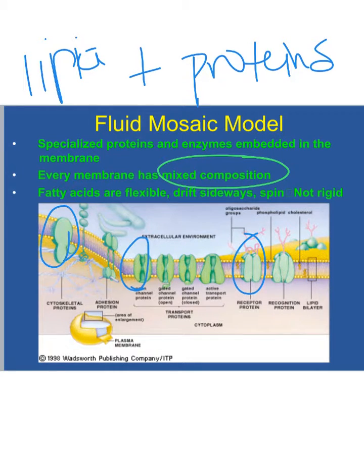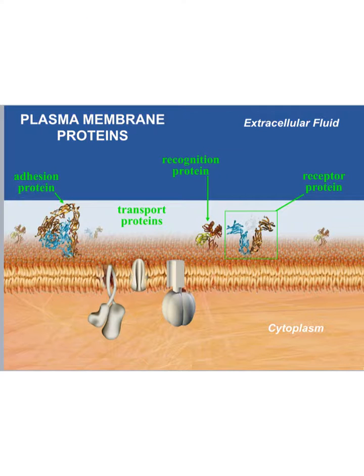The other aspect that makes up the fluid part is that the membranes are flexible, they can drift, and they are not rigid. They can spin. The fatty acids that make up the lipid bilayer are fluid, they move, they're not rigid or stiff, but they can bend, flex, and spin, and that makes up the fluid aspect of the fluid mosaic model.